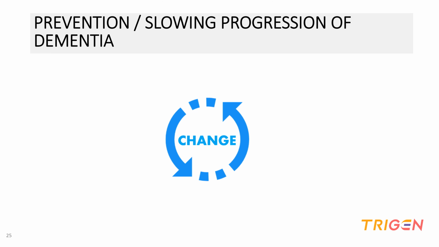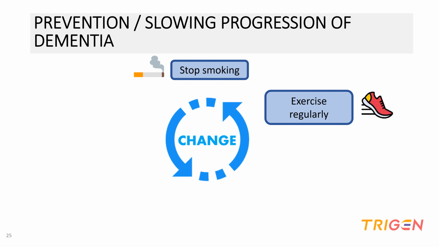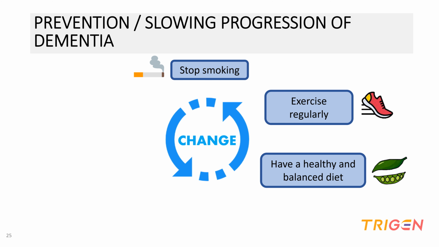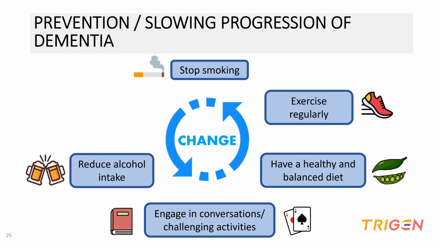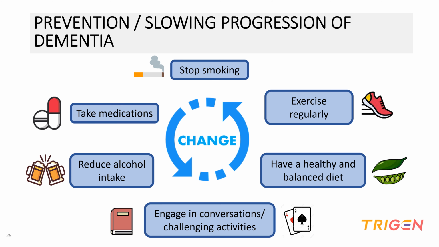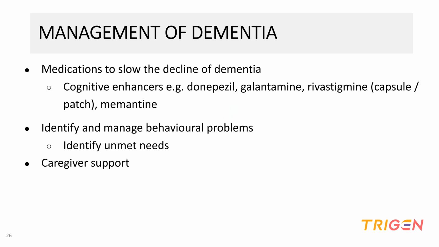Remember one of the misconceptions mentioned earlier about how nothing can be done to help someone with dementia? Here are some ways to help slow down the progression of dementia, and these include smoking cessation, exercising regularly, having a healthy and balanced diet, engaging in conversations and challenging activities such as solving puzzles, reducing alcohol intake, and taking medications. Other management include taking medications to slow down the progression of dementia.